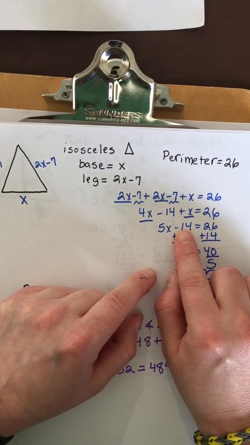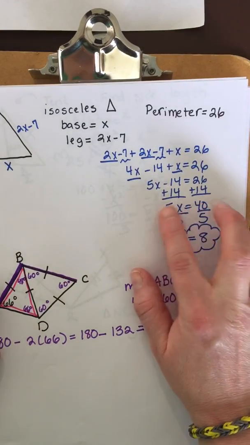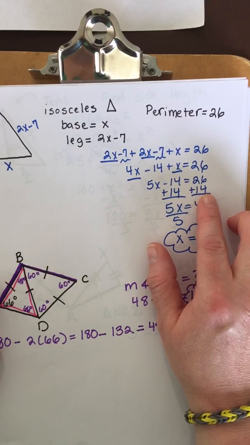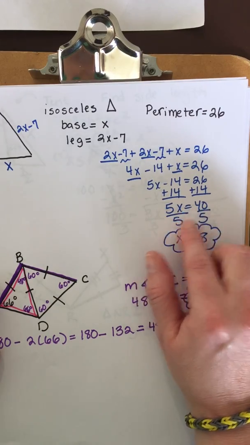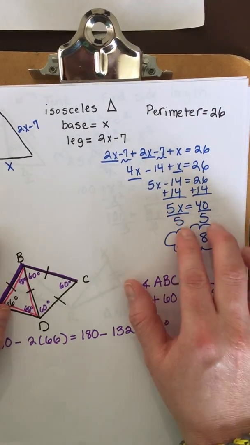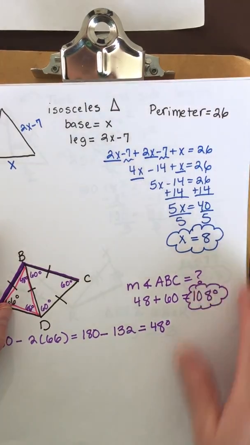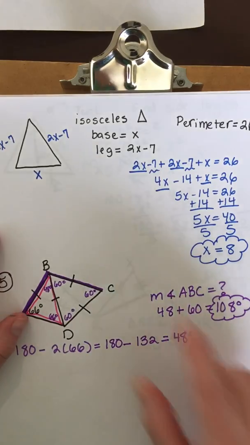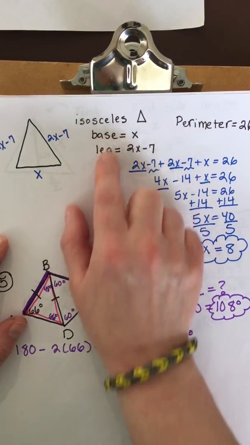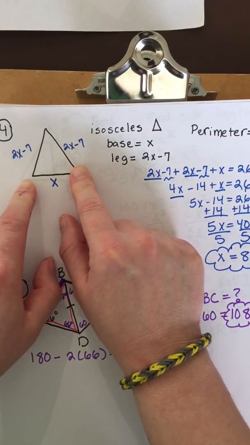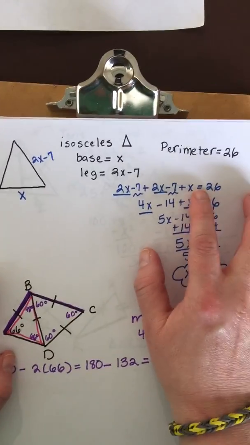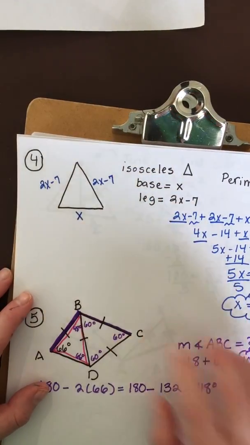To get rid of a negative 14, you would add 14 to both sides. 26 plus 14 is 40. To undo multiplication, you divide, and 40 divided by 5 is 8. And that's all they wanted, was for me to find x. So again, it's just remembering that in an isosceles triangle, the two legs are congruent, and that perimeter means you add up all the side lengths.